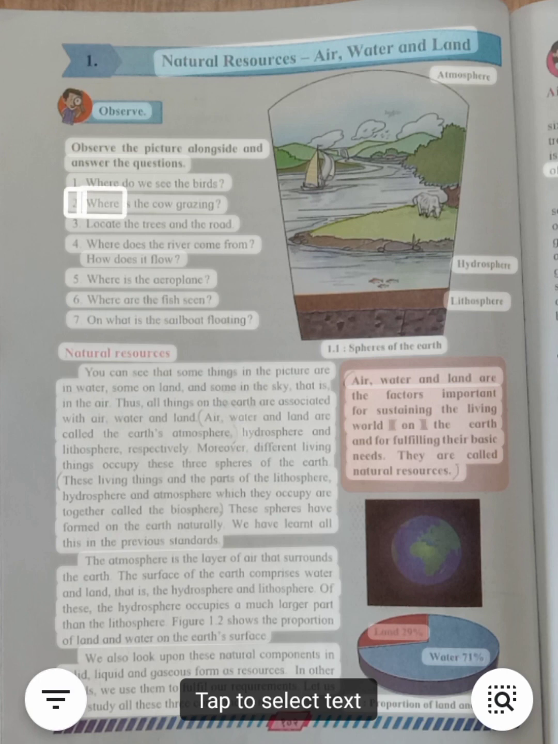2. Where is the cow grazing? 3. Locate the trees and the road. 4. Where does the river come from? How does it flow?